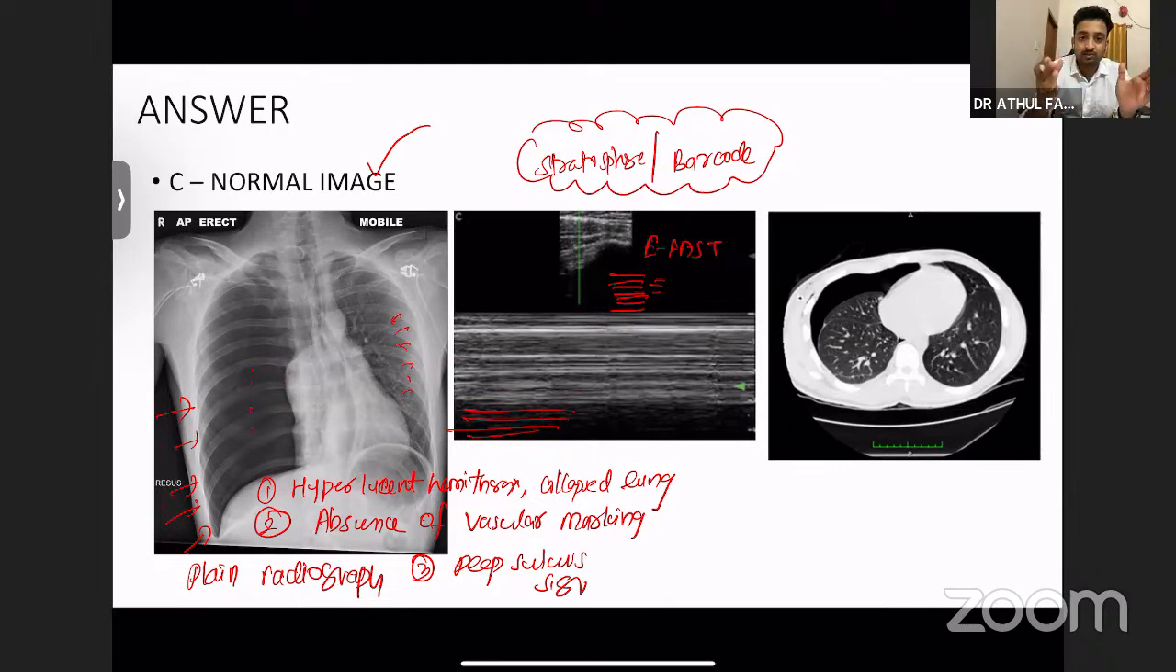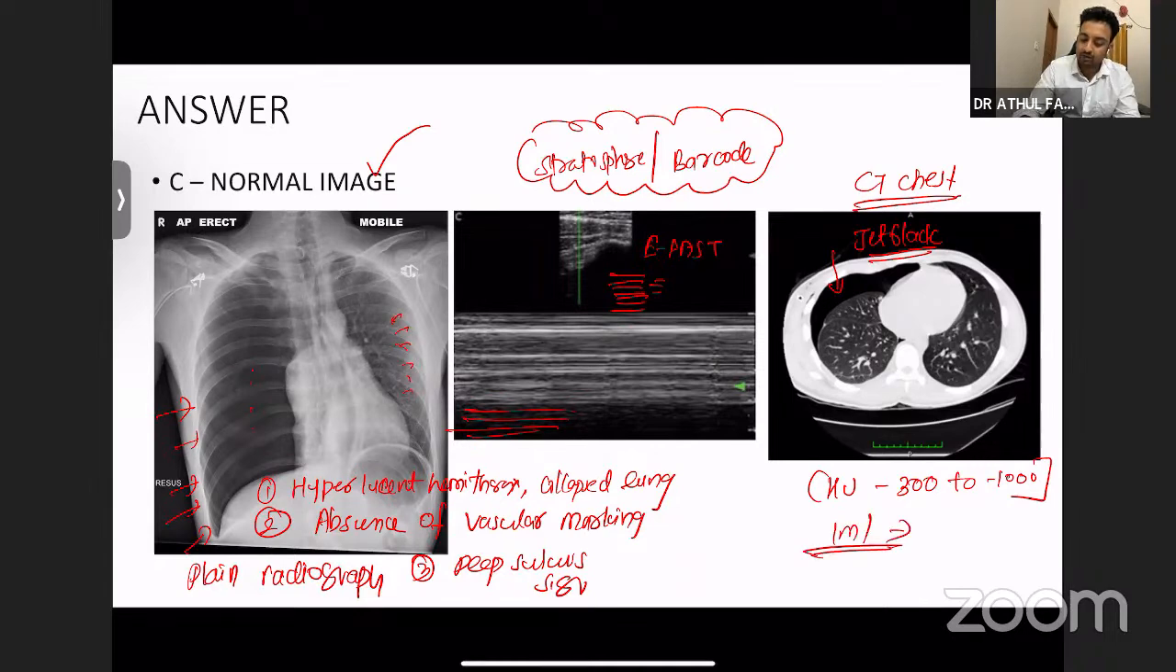And if the question comes like, chest X-ray was apparently normal, but the clinician was suspecting pneumothorax, then what should you do? Then you should definitely go for CT chest, because CT is very sensitive for finding out air. Air will be seen as jet black appearance. The HU value for air will be between -300 to -1000, okay? So even 1 mL of air, we will be able to see in CT, because CT is that much sensitive for air.